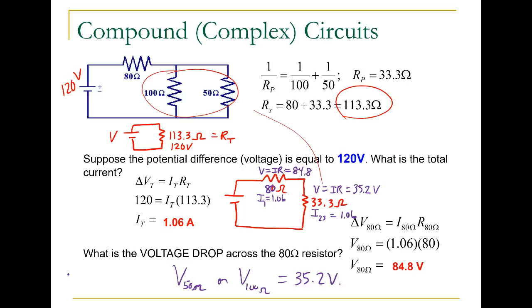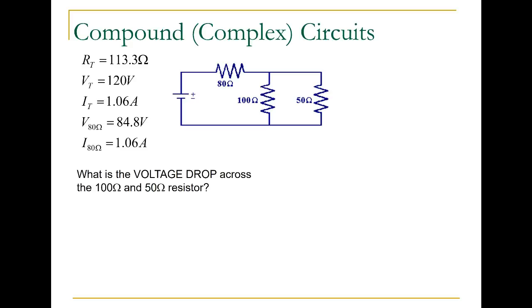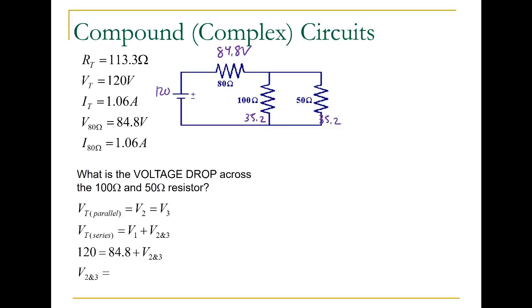So to wrap this up, we've already found the total resistance and the total current, and then we found the voltage across this one is 84.8. What's the voltage across the other? Well, it's going to be 120 minus 84.8, which is 35.2, which is also what we said previously. So there it is.